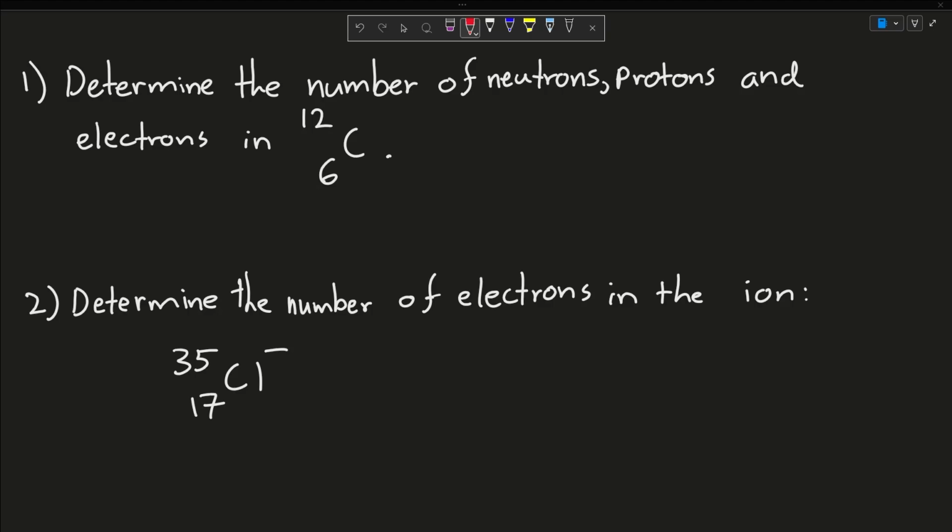So the syllabus dot point says we need to apply this nuclear symbol notation to determine the number of protons, neutrons, and electrons in atoms, ions, and isotopes. Let's look at some example questions.